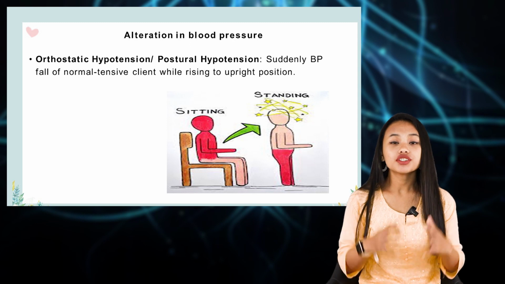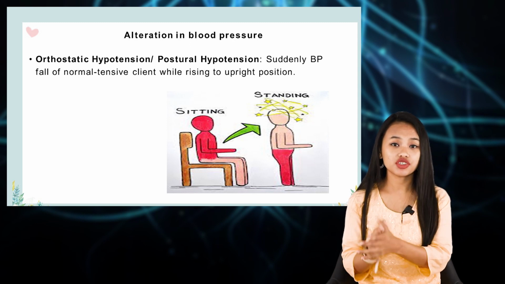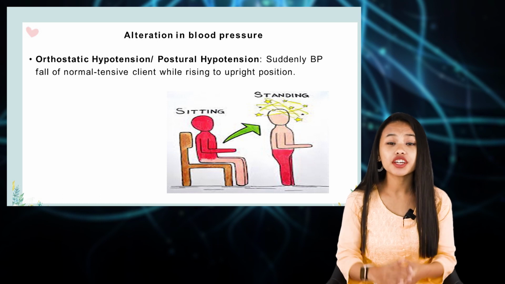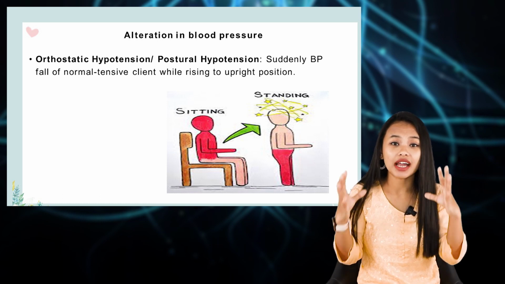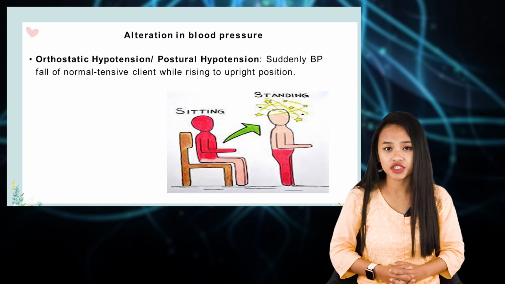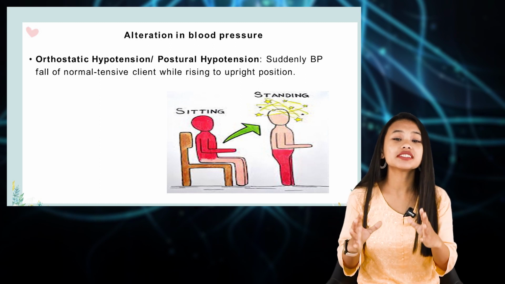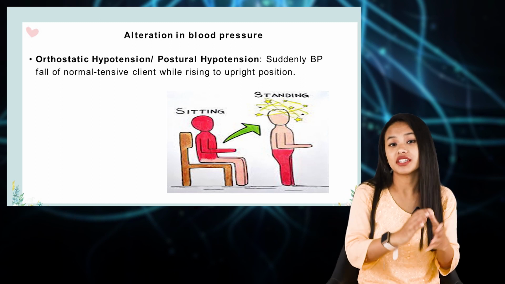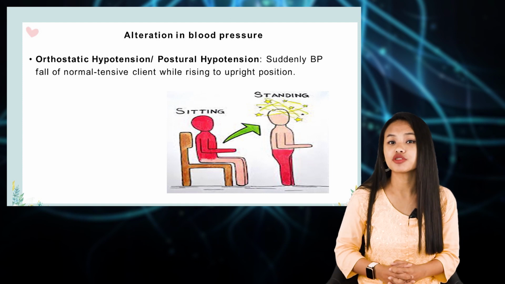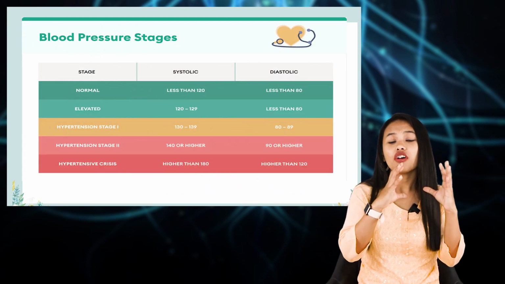The third one is the orthostatic hypotension or the postural hypotension. Here, if you see that when a client is standing or rising to an upright position, their blood pressure is falling, then this can be termed as orthostatic hypotension or postural hypotension. So let us look at the stages of blood pressure.